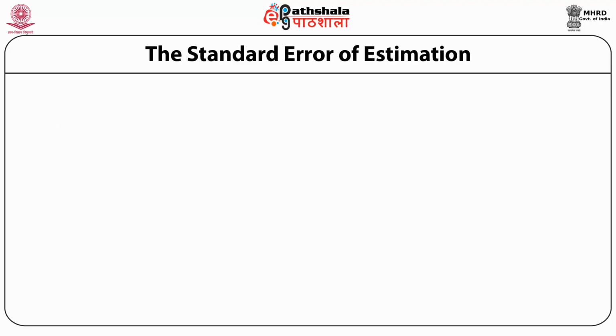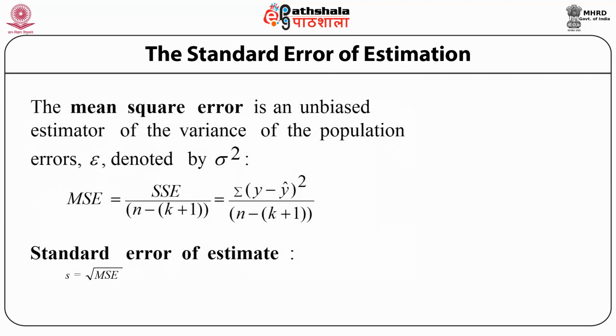Standard error of estimation, as I have already told you, is undoubtedly the most important parameter to see the worth of our model. So it should be as small as possible in our prediction. It can be calculated as the square root of MSE, as you can see in this slide.